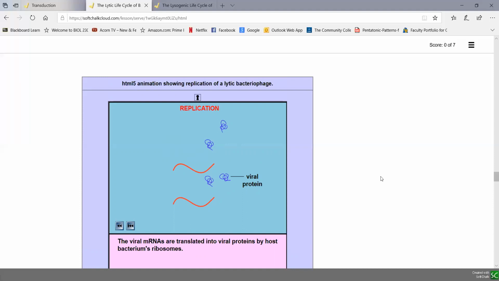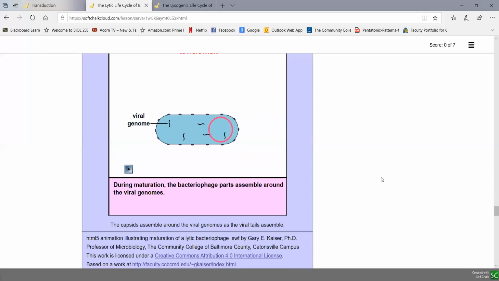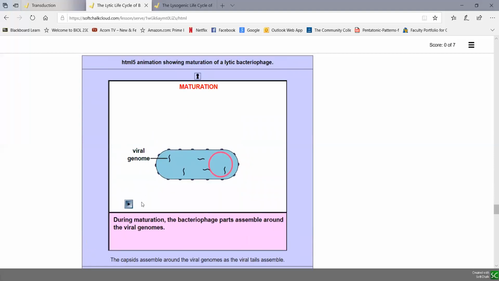machinery. Now, once the parts are made, which is replication, then we have maturation, and that's where the parts assemble. So as we see in our maturation step here, here's the viral genome. I've only shown about half a dozen of these in here, but again, typically it'd be anywhere from 50 to 200 copies. And normally the bacteriophage parts that are being made assemble around the genome to form an intact virus or bacteriophage. So here we see the viruses assembling around the genome.